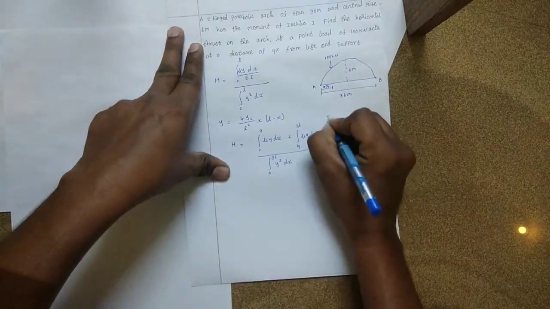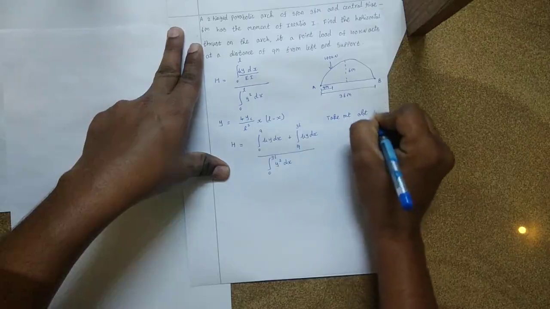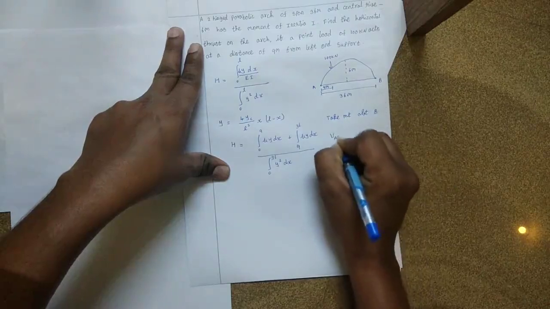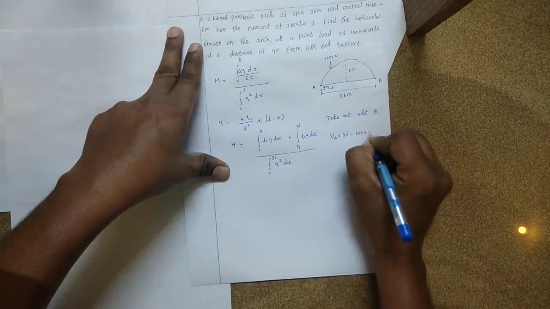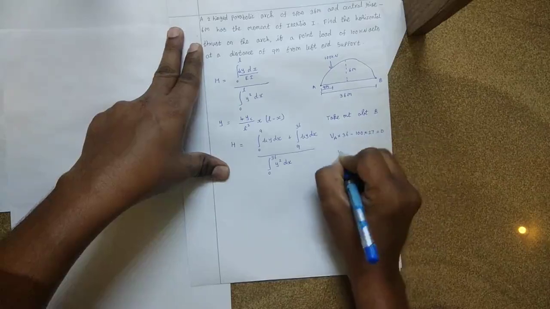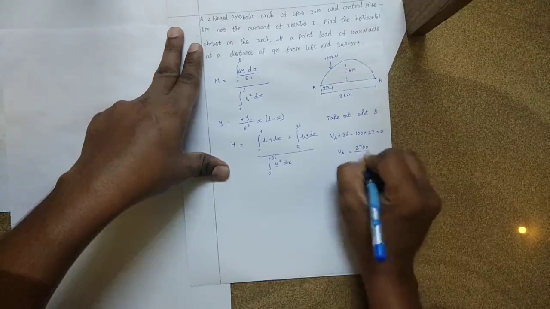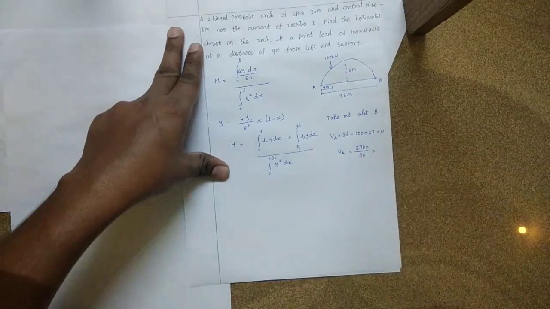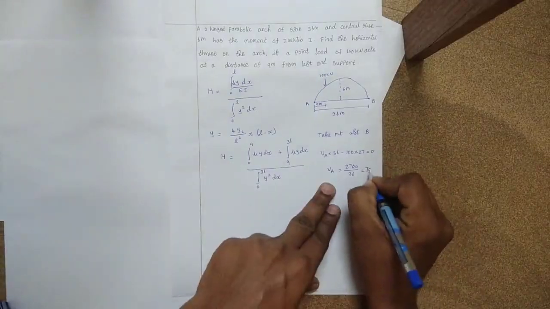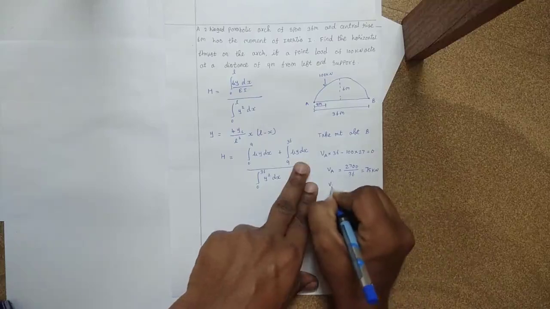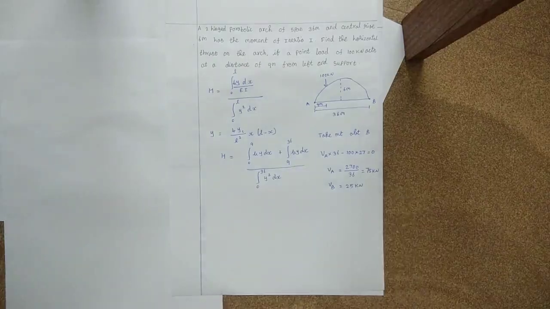In order to calculate the reactions, we are going to take moment about B. If you take moment about B, VA into 36 minus 100 into 27 equal to 0. So VA will be 2700 divided by 36, so the value is 75 kilonewton. So VB value will be 25 kilonewton. So we have calculated the reactions.